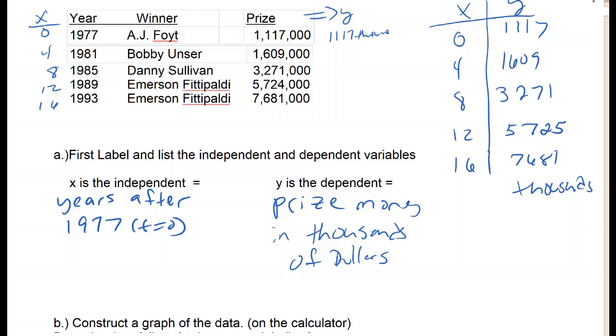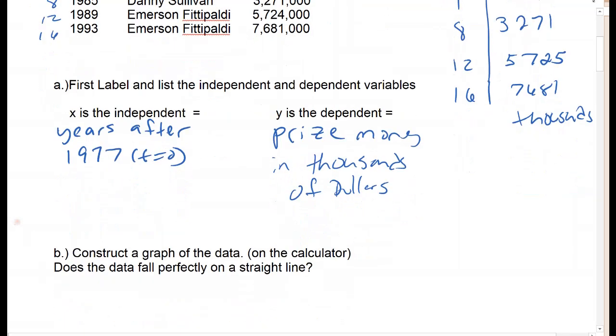I'm going to use x, which represents years after 1977. So year 0 is 1977, 4 years later is 1981, 8 years later is 1985, 16 years later is 1993. My prize money is in thousands of dollars. So when I set it up, that's the way I set it up. First thing, I'm going to construct the graph on the calculator.